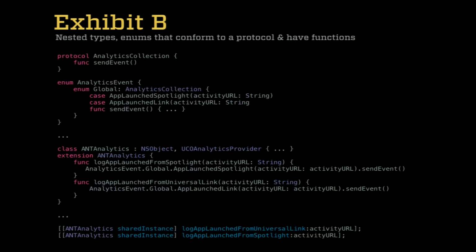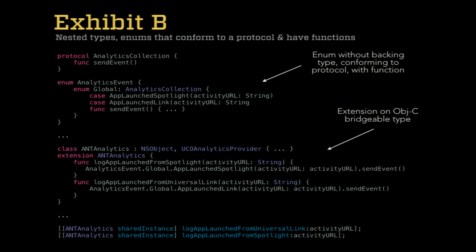So another one, a little more complex. But we've got another enum here, because enums are really, really cool and powerful in Swift. So this one has no backing type. Objective-C would lose its mind. So it also conforms to a protocol, more no-nos for Objective-C, and it has a function in it. Enums with functions, yeah, not going to play nice in Objective-C at all.